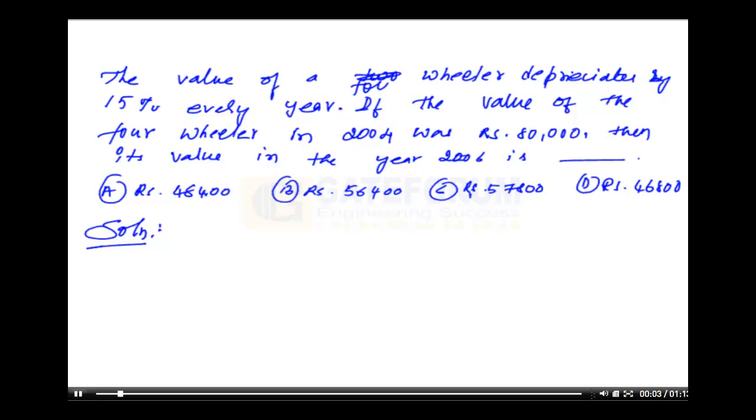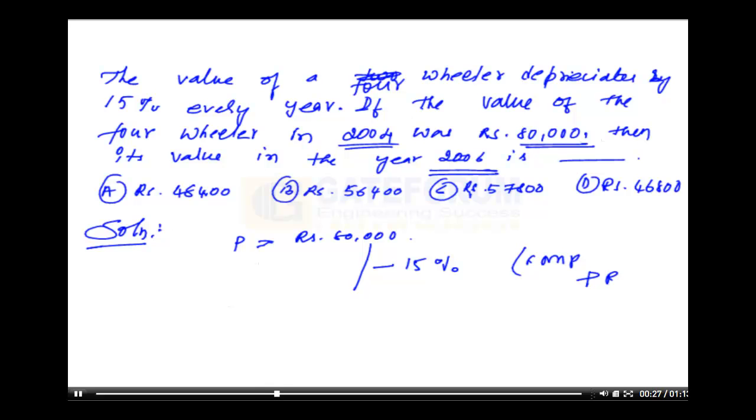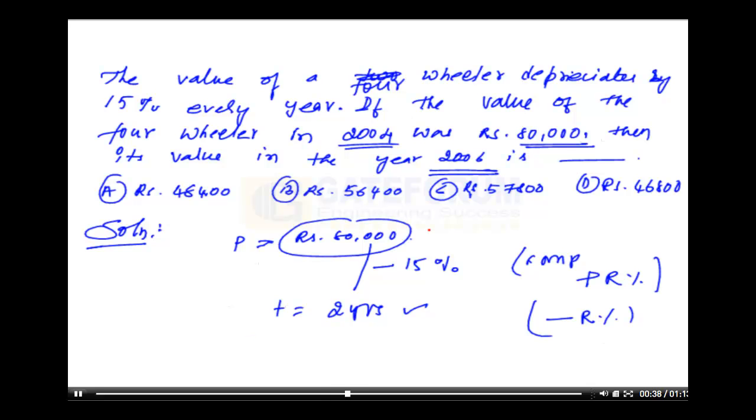The value of a four-wheeler depreciates by 15% every year. If the value of the four-wheeler in 2004 was 80,000, then we have to find its value in 2006. Now, initially, let us say the principal was rupees 80,000, the cost of the four-wheeler. Now, every year it is decreasing by 15%. So, when it is compound interest, it will increase by R%, whereas here it will decrease by R%. And we have to find the value after 2 years. So, time is 2 years and the principal is 80,000, whereas the rate is minus 15.